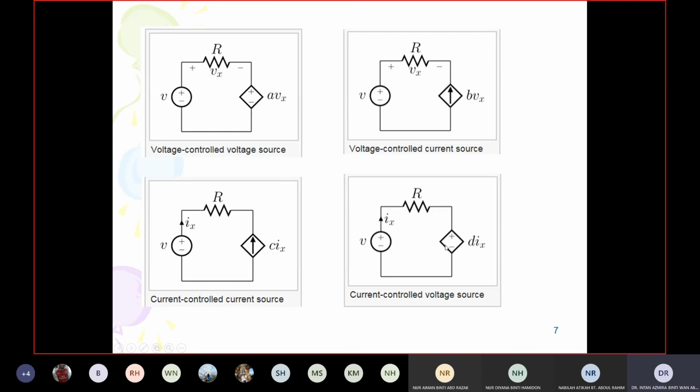This is a voltage source because of the negative and positive sign, and the value of the voltage source is controlled by, or depends on, another current, which is Ix. So we call it a current controlled voltage source.